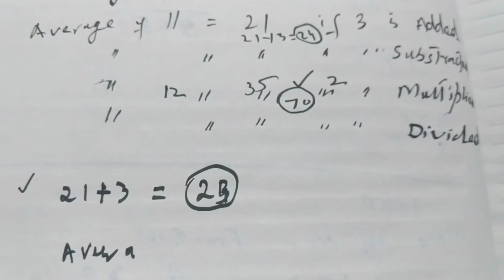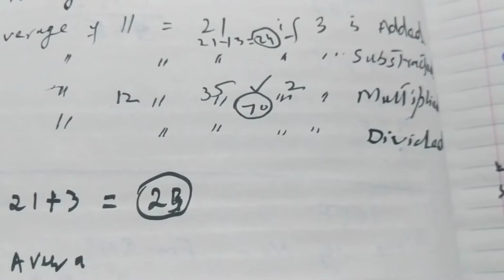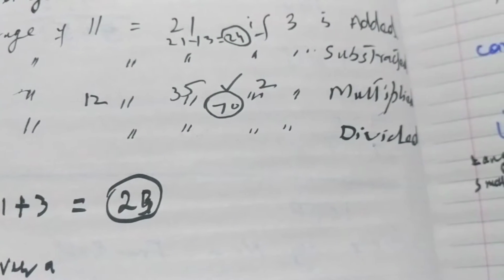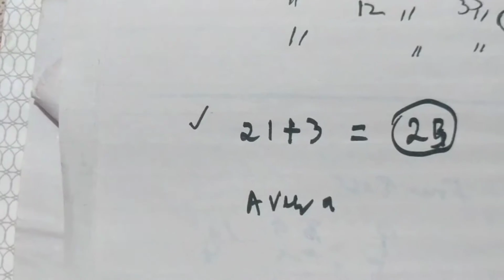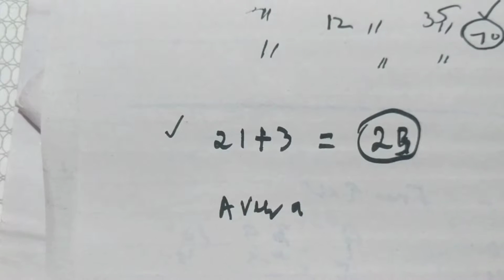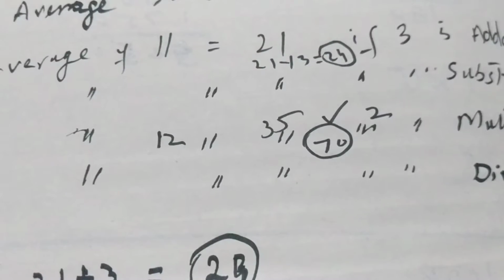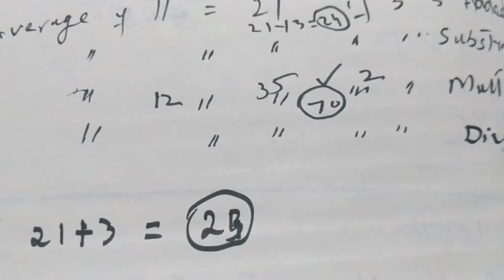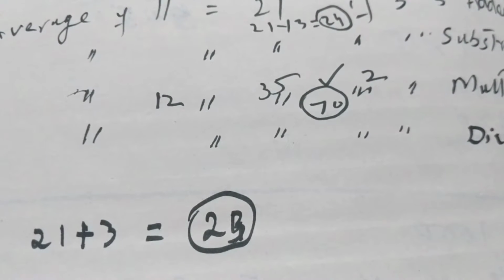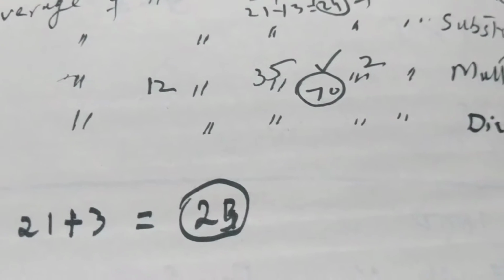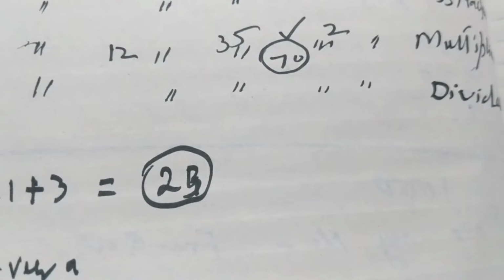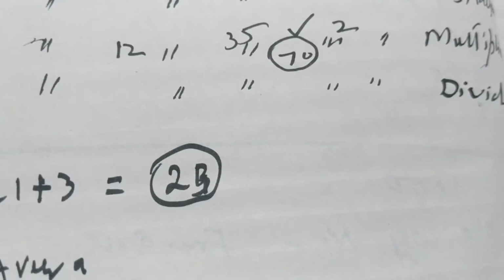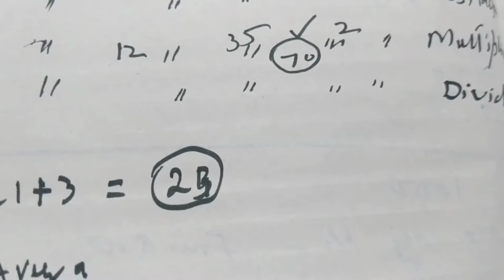Similarly, lastly, average of 12 is equal to 35 if 2 is divided. When adding 3 to 21 the answer is 24. By subtracting 3 from 21 the answer is 18. By multiplying 2 with 35 the answer is 70. Similarly, by dividing 35 by 2 the answer can also be checked and found.